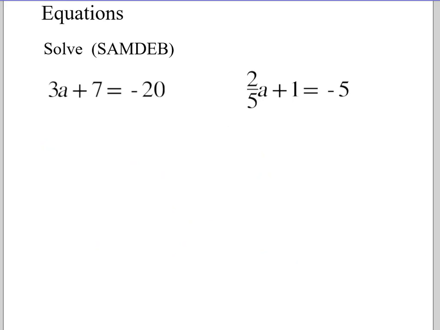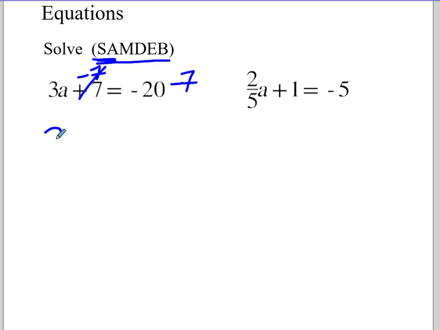Either approach is fine. When we're solving equations, SAMDEB, that's BEDMAS backwards, is our guide. It's just a guide. It tells us what we should look at first. So when we look at this question here, we see there's adding and subtracting in this question, so we're going to go after that first. So what is the opposite of adding 7? Well, we subtract 7 from both sides.